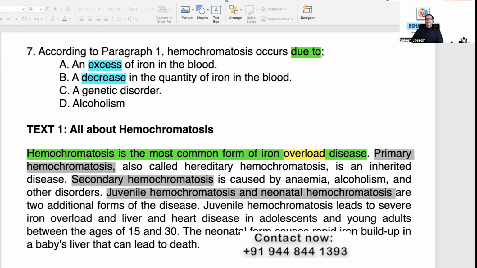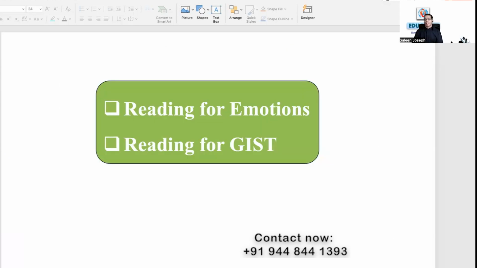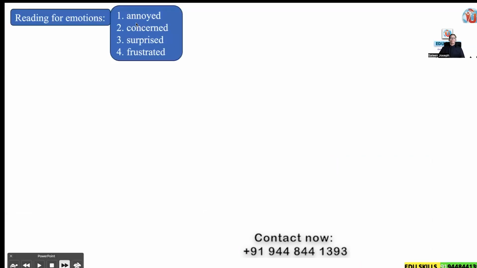Yes, Father. So such a beautiful. Now, next one, very beautiful one, reading for emotions. I'm going to teach you something else. Reading for gist and emotions. Do you know how to read emotion? Let's check. Four emotions are given here: annoyed, concerned, surprised, frustrated. Emotional expressions.